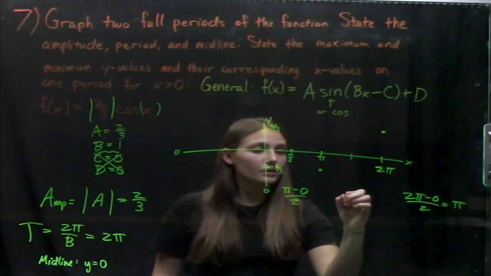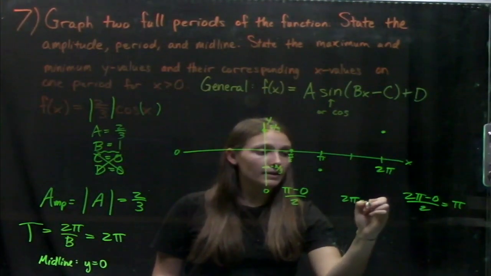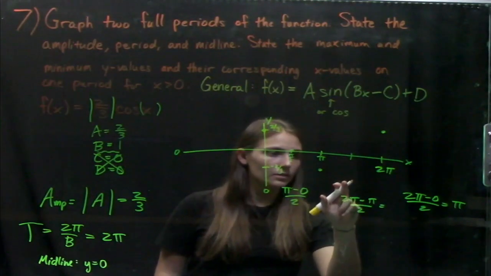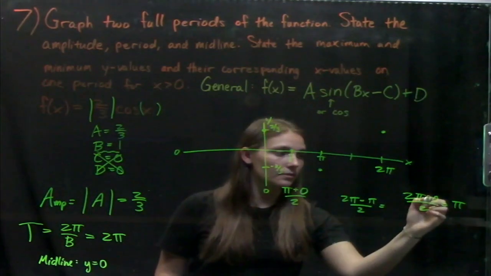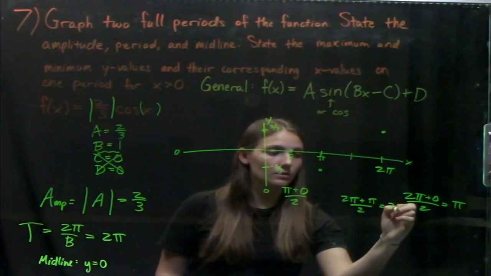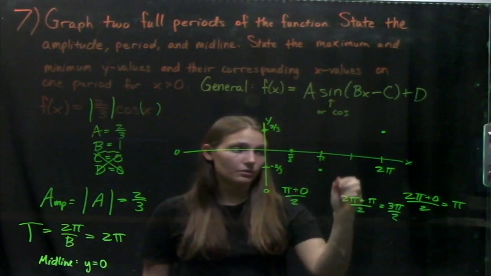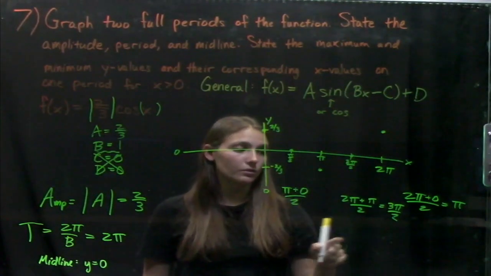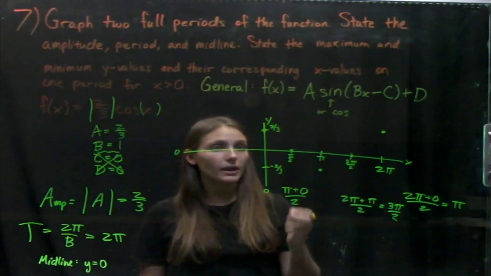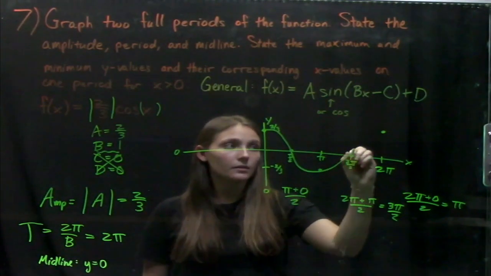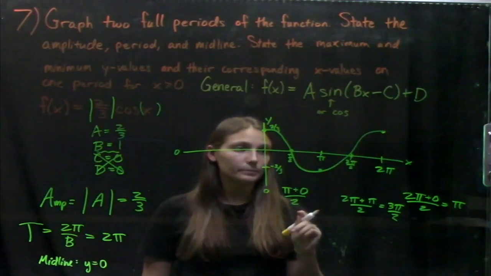And then over here we're going to do 2 pi minus pi over 2. Sorry, these are pluses. So 2 pi plus pi over 2 equals 3 pi over 2, right here. 3 pi over 2 for our midpoint. And now we just connect the dots. So we're coming down here like that.